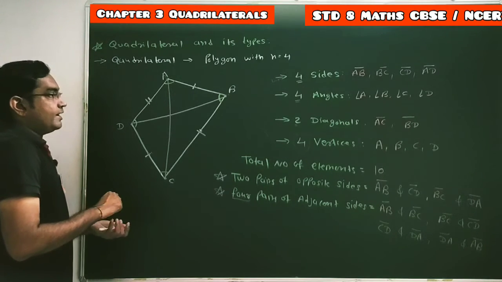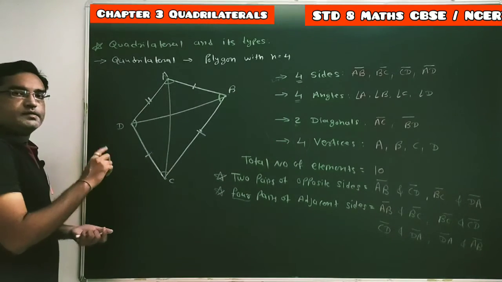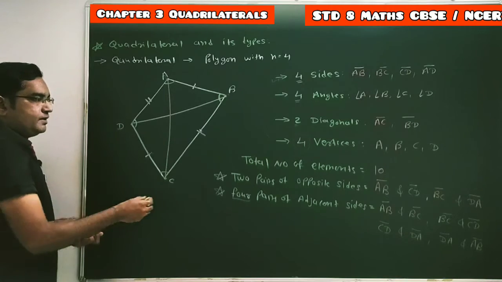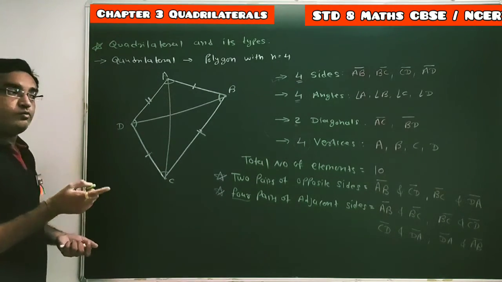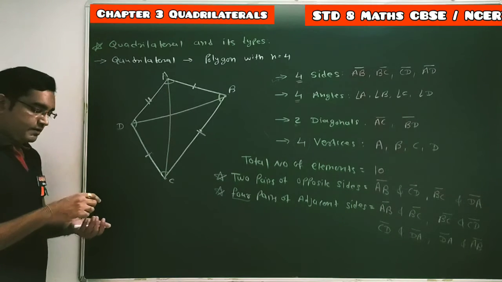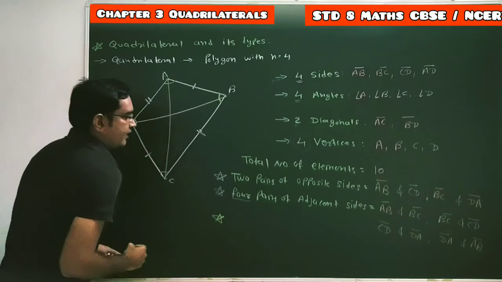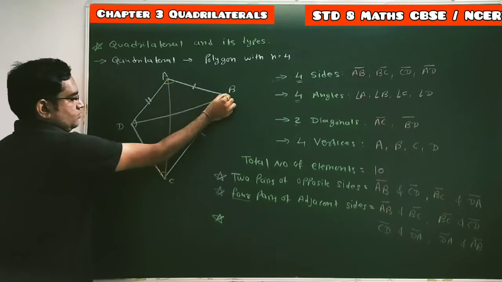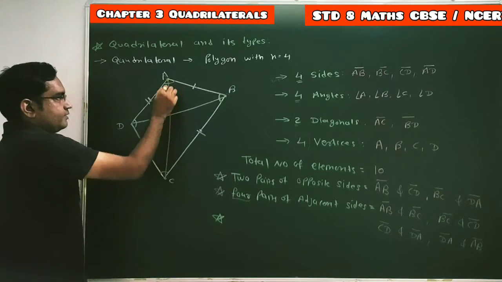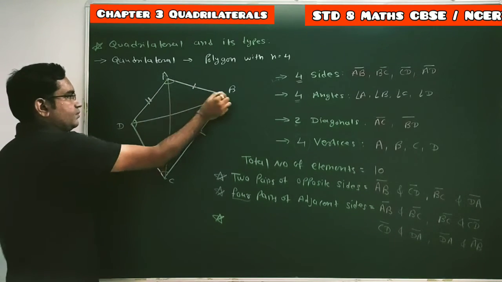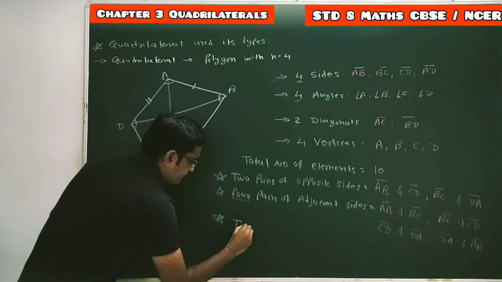Now we'll discuss the angles. 4 angles are there. Same way as in sides, likewise in angles there are 2 pairs of opposite angles and 4 pairs of adjacent angles. So here now we are writing angle A, angle B, angle C and angle D. Angle A and angle C are a pair of opposite angles. Angle B and angle D are a pair of opposite angles. So 2 pairs of opposite angles are there.